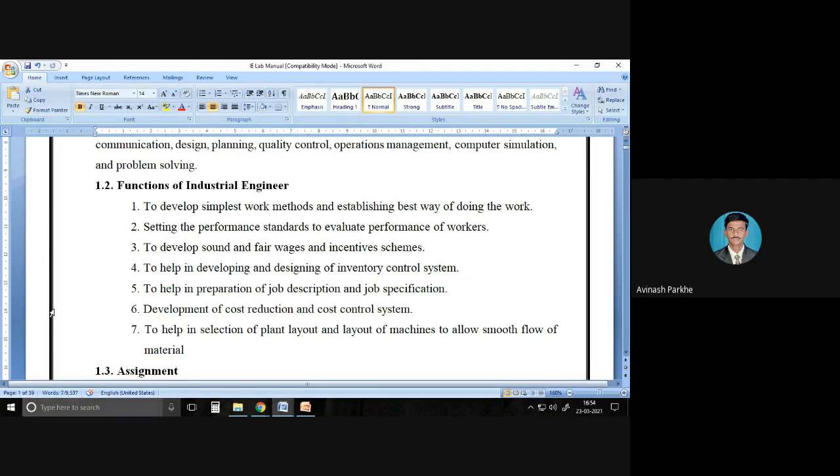Then the fourth one: it helps in developing and designing the inventory control system. As we know, inventory control plays a very important role in the industry. Therefore, for developing and designing the inventory, the role of industrial engineering is also very important.